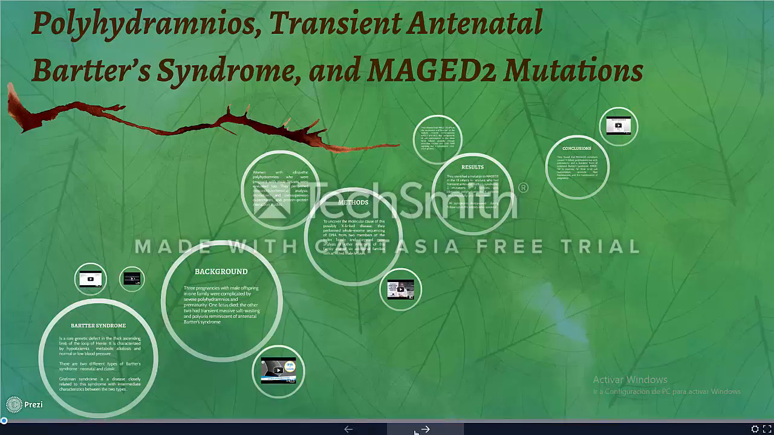I am going to talk about polyhydramnios, transient antenatal Bartter syndrome and MAGE2 mutations. But first of all, I am going to explain what is the Bartter syndrome.